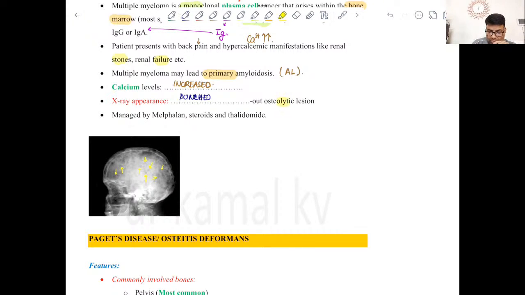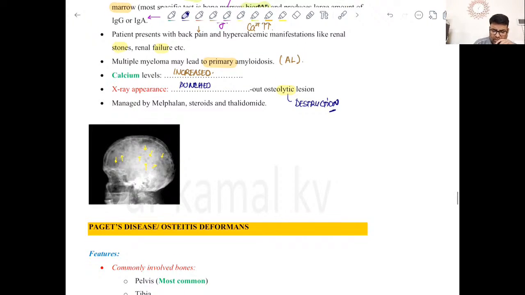So again, the word is osteolytic. So lytic is destruction. Clear? Because bone should appear white. If it is appearing black in terms of bony tumors, you will call it osteolytic, right? Then treatment can be by melphalan, steroids, or thalidomide.